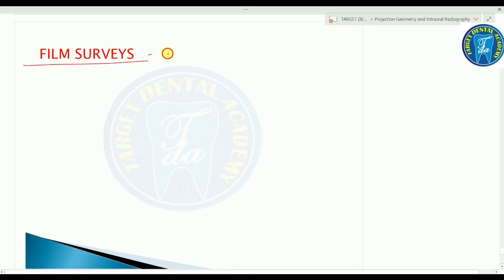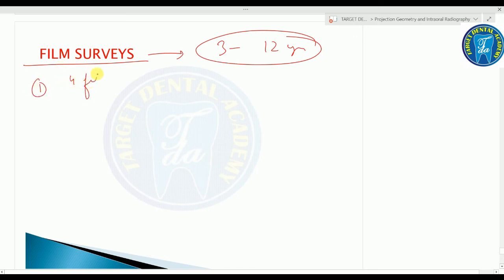We start with the age of 3 to 12 years. First we have the 4 film survey, which includes 2 anterior occlusal plus 2 bite-wings. Guys, this is very important, commonly asked. Second is the 8 film survey. It includes the 4 posteriors plus the 2 anterior occlusal plus the 2 bite-wings.